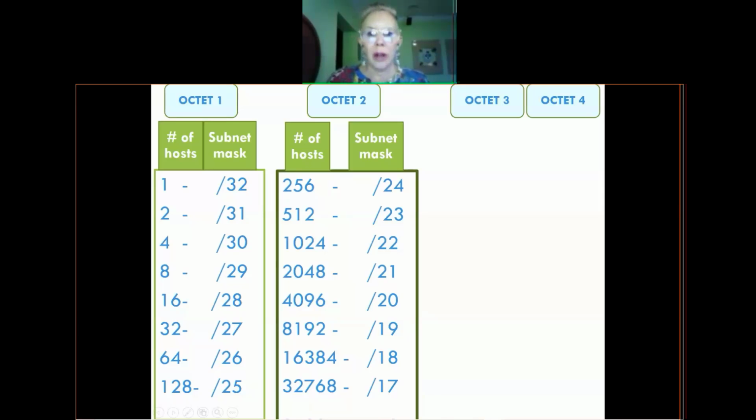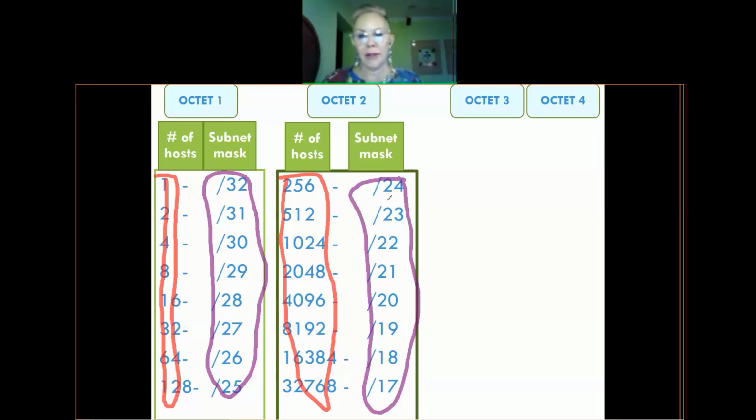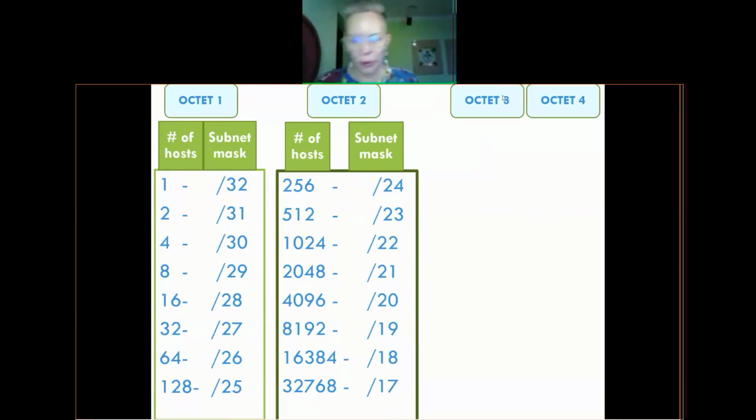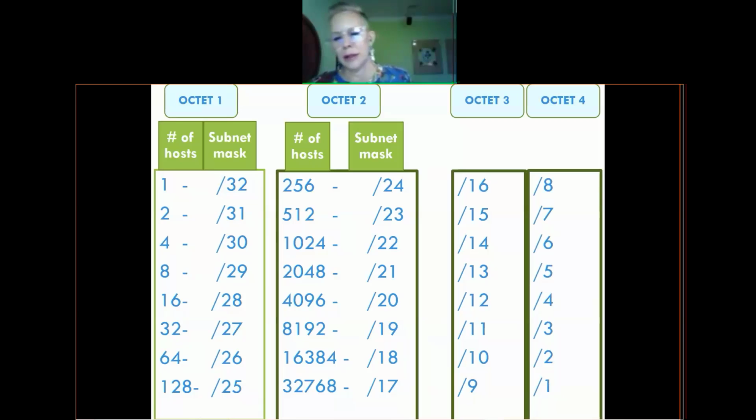So this column represents the number of hosts, okay, that we can get with whatever the subnet mask is, okay? So if I have a /24, well then I have a total of 256 addresses. And I'm going to break this down for you even more. Now I'm going to show you the third octet and the fourth octet, okay?